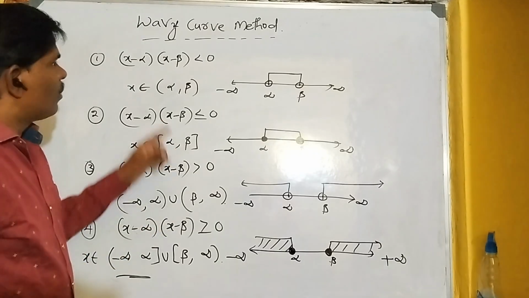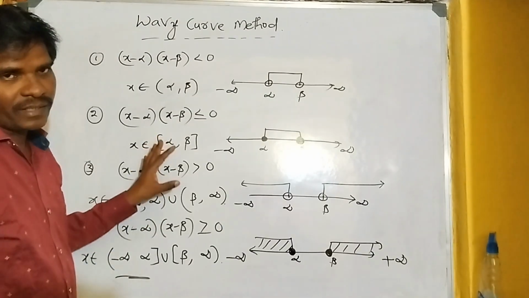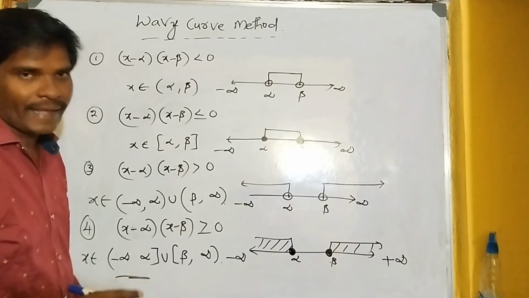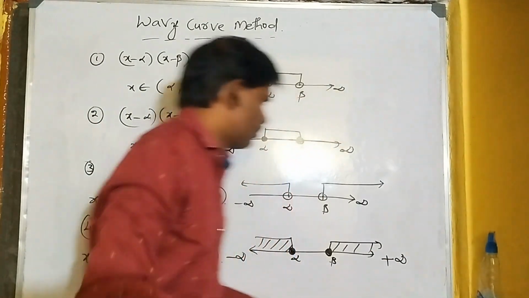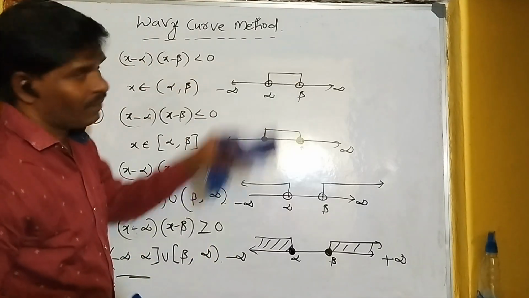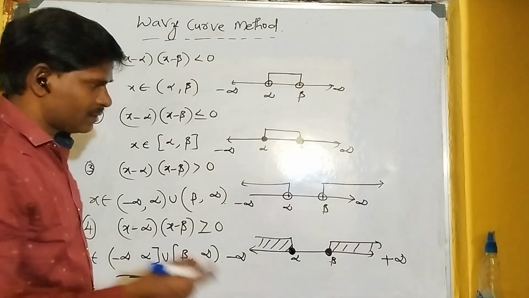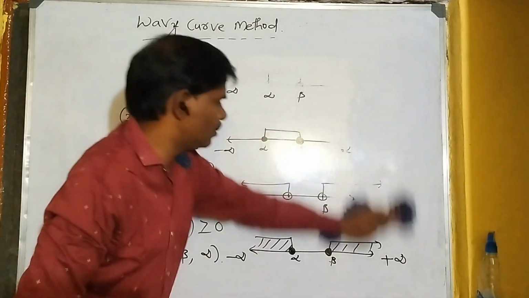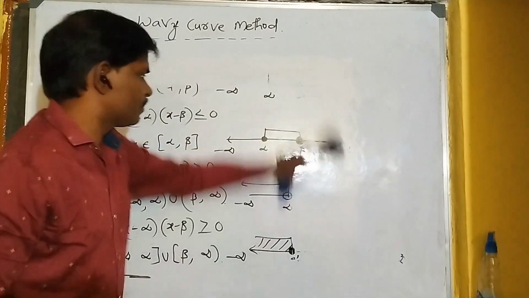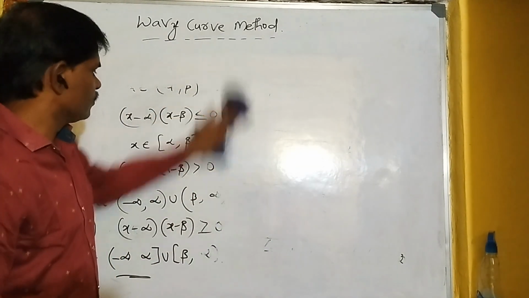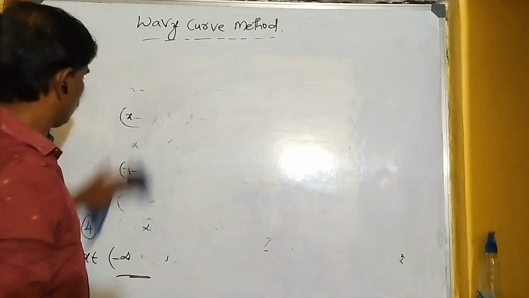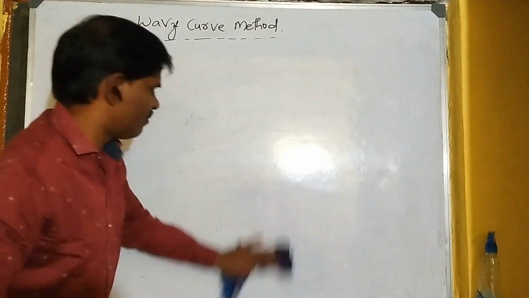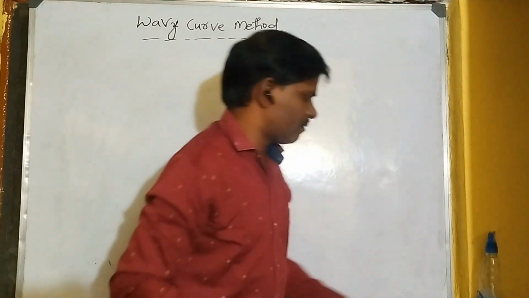With more than two factors, how do we find x for less than, greater than, less than or equal to, and greater than or equal to? Today I discuss the wavy curve method. These are the basic formulas. Next, I have taken more than two values. How do we draw the number line for the wavy curve method?